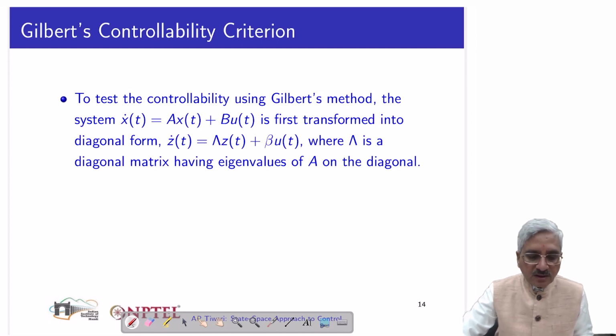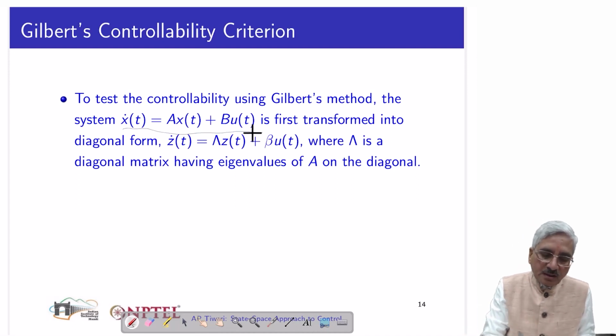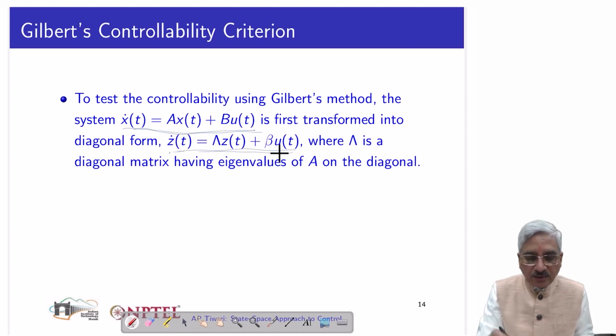So Gilbert's controllability criterion offers ease for testing the controllability in the case of linear time invariant systems. The system originally may be available in diagonal form. If it is not, we can transform the given system to diagonal form, Z dot equal to lambda Z plus beta U. Lambda is a diagonal matrix in which the diagonal entries are eigenvalues of the matrix A, and beta is the corresponding input matrix corresponding to the diagonal form representation.